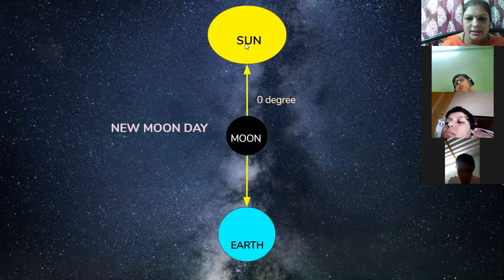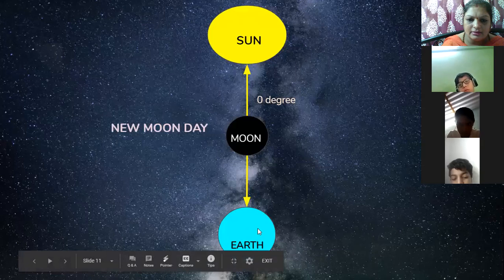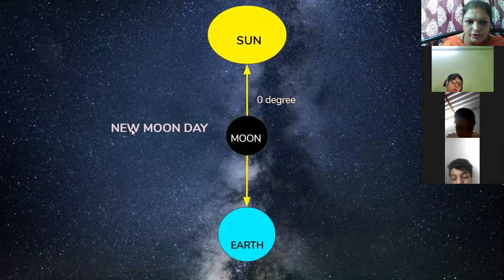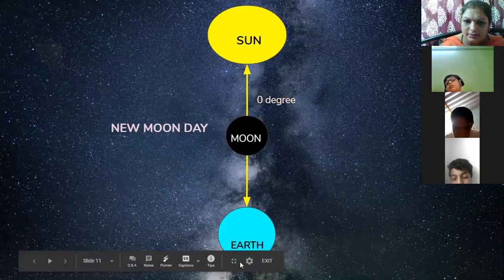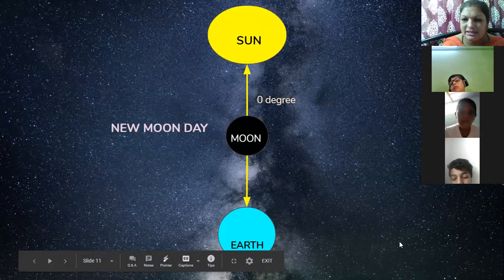Yes. This is the sun, the moon, and the earth. This moon is of a new moon day. That means you cannot see the moon in the sky. So on a new moon day, the moon makes an angle of 0 degree with the sun and the earth. And the position of the moon is here. They all are in the same plane. Next.